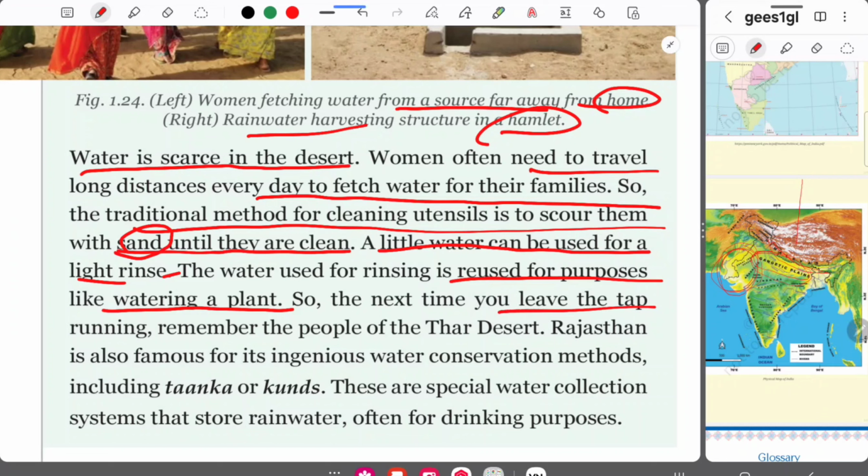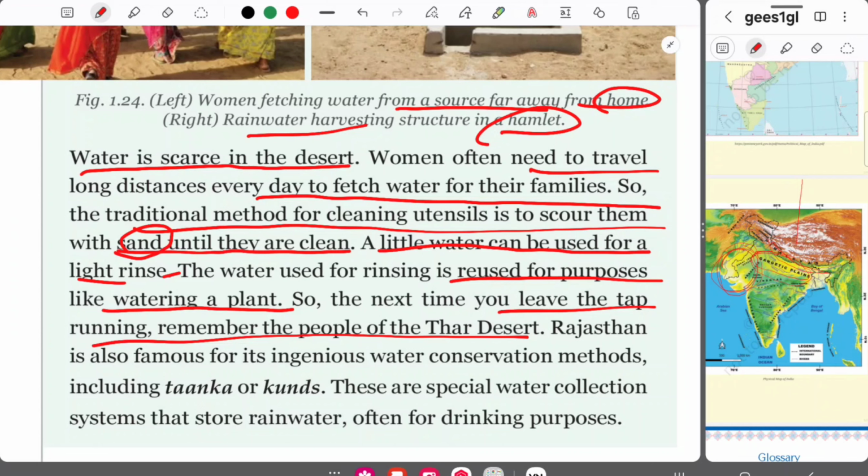The next time we leave the tap running, remember the people of the Thar desert. See, that is why we are often told that we should not waste water, we should save water, isn't it? Especially drinking water, it is available in a very small percentage. Even though about 70% of our earth is water, for drinking and other uses we have only 1% of it, okay? So water is very scarce, so we have to save water.